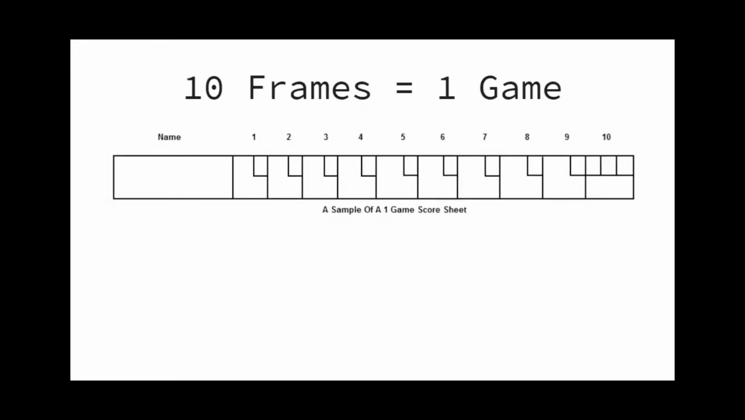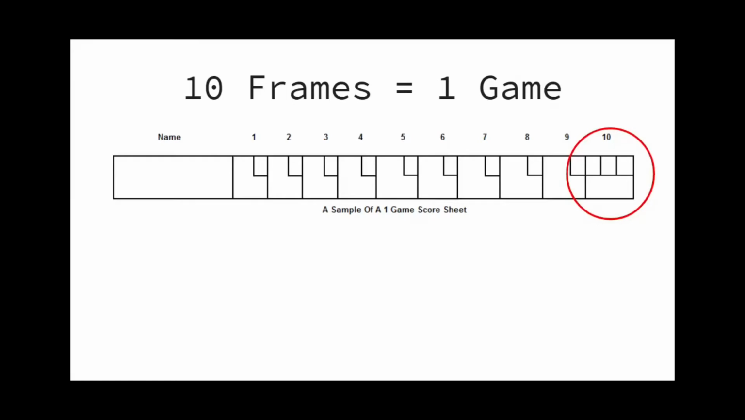10 frames equals 1 game of bowling. An example scorecard is shown on your screen. Some scorecards can look a little bit different depending on the scorecard that a bowling alley is using, but they mostly look pretty similar to this.